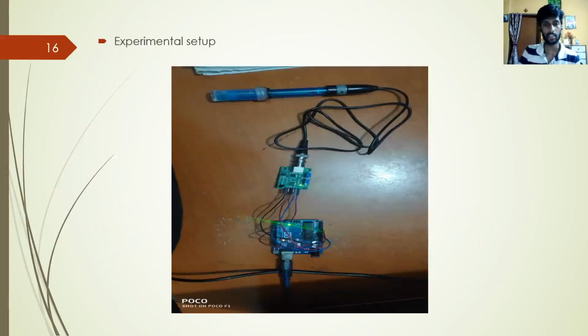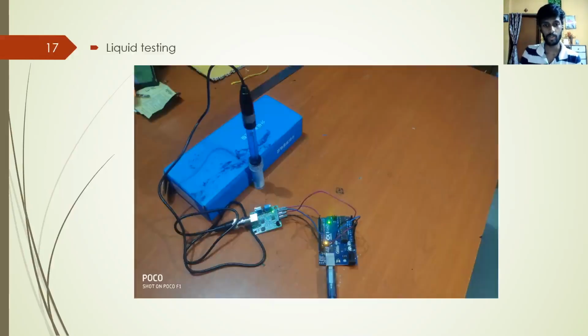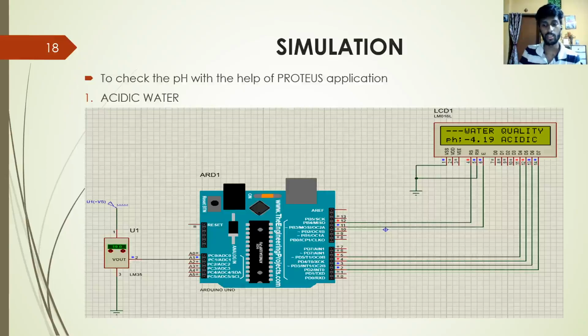As you can see, the pen-like structure that has been shown is nothing but a pH probe, and it has been connected to the pH module, which is connected to the Arduino. So here we can see the circuit simulation of the water quality. We have already discussed that the LCD will be connected and the output will be shown on an LCD screen, so that it becomes very handy for the user.